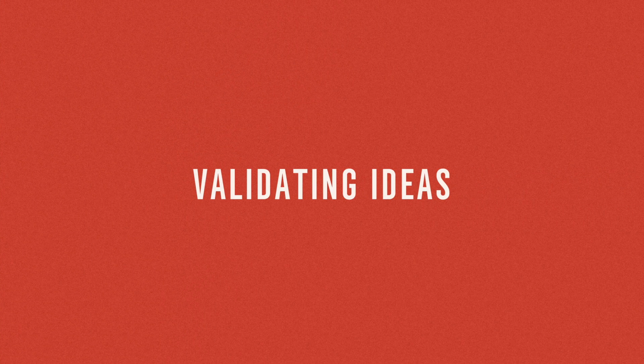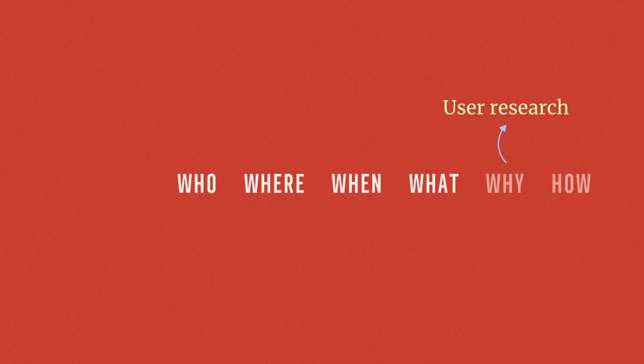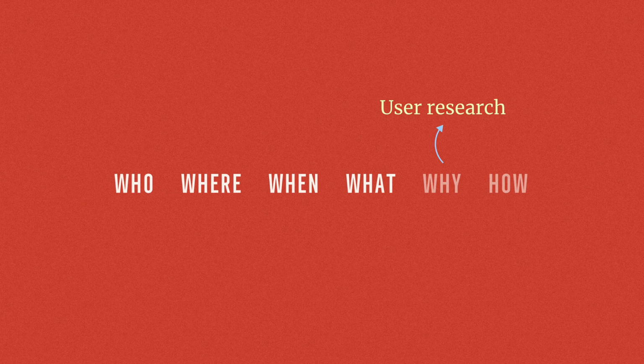Validating ideas. After the what section, product features begin to emerge, and we can end the brainstorming session. To validate those features, we'll need to do some user research separately, which will help us answer the question of the why. User research can be done in a guerrilla fashion. It can be a short interview or survey.